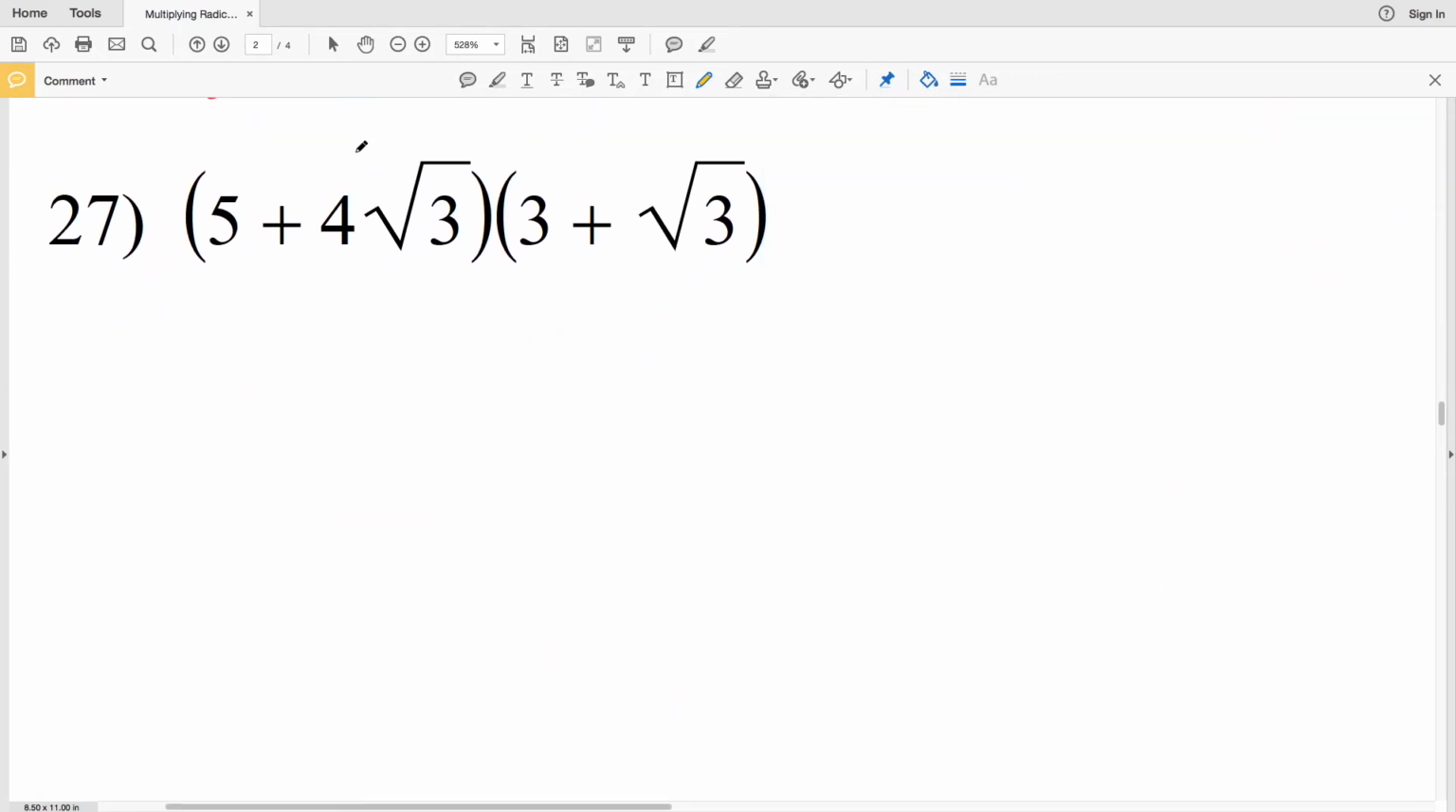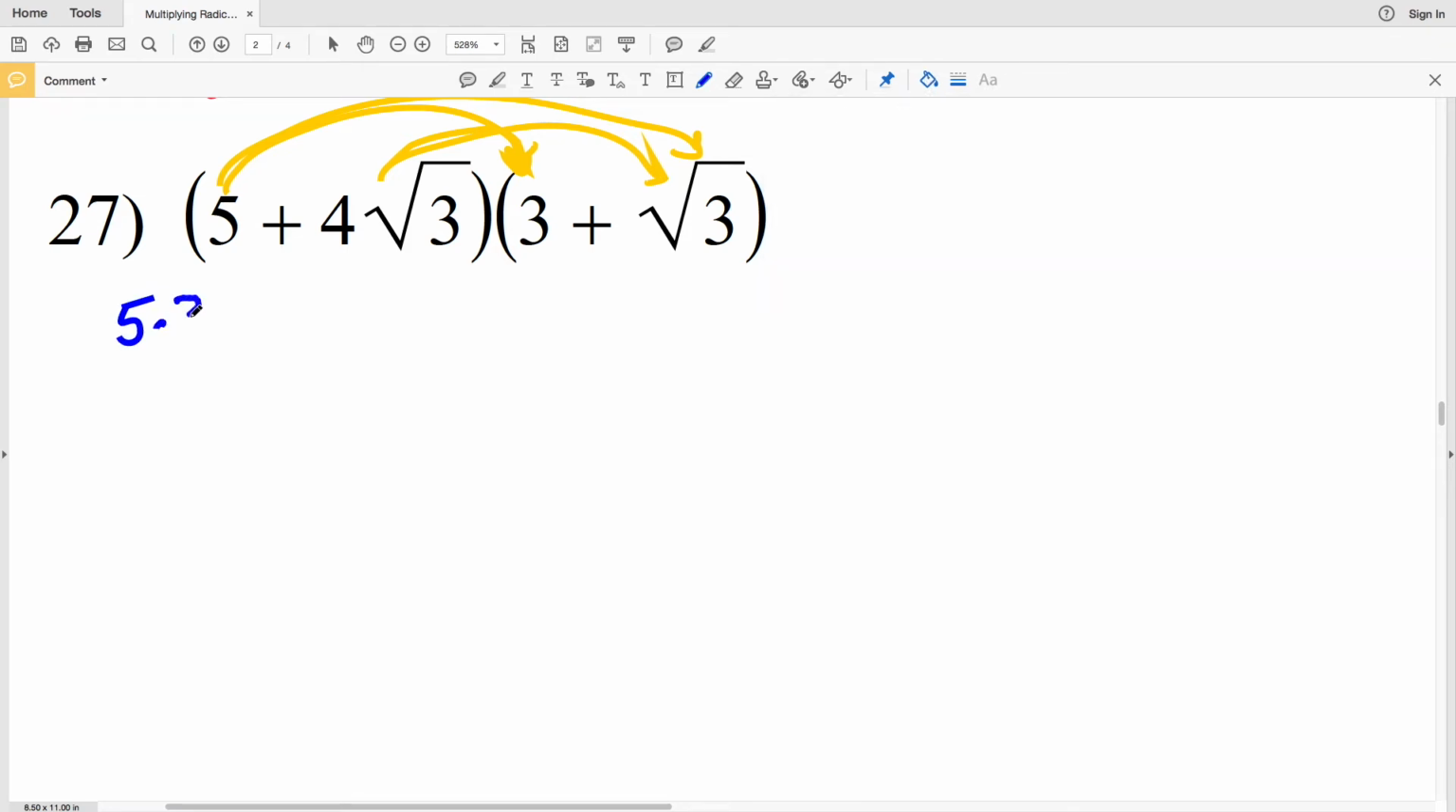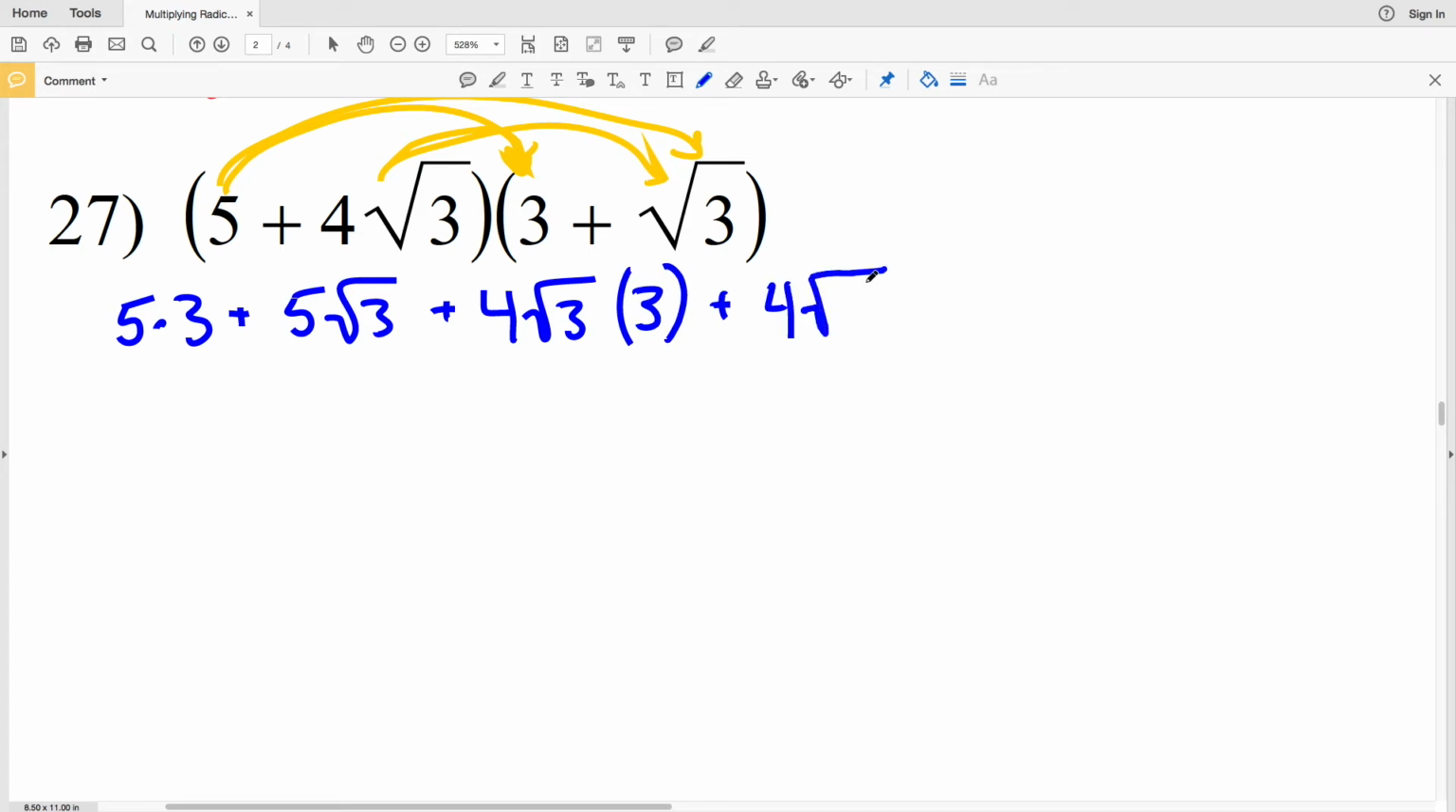And number 27, 5 will get multiplied to 3, and then added to 5 times the square root of 3, then added to 4 times the square root of 3 times 3, and then 4 times the square root of 3 times the square root of 3. So 5 times 3 plus 5 times the square root of 3 plus 4 times the square root of 3 times 3 plus 4 times the square root of 3 times the square root of 3, which is 4 times the square root of 3 times 3.